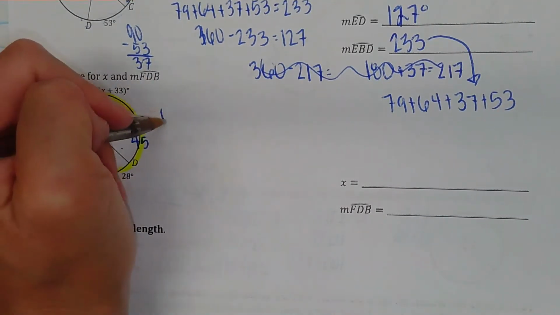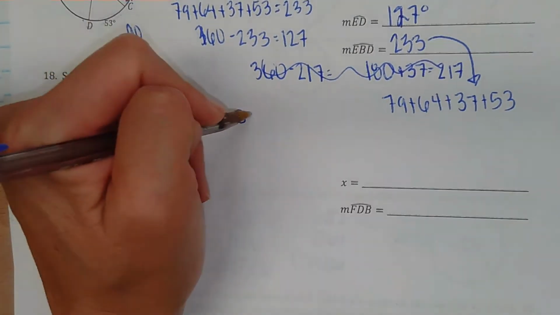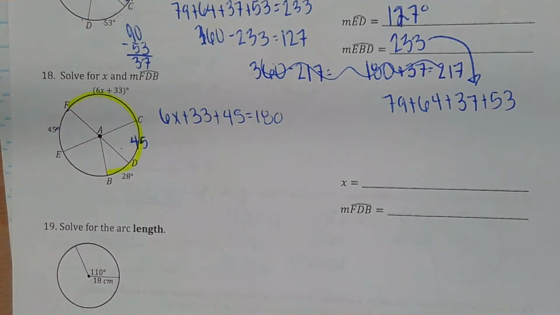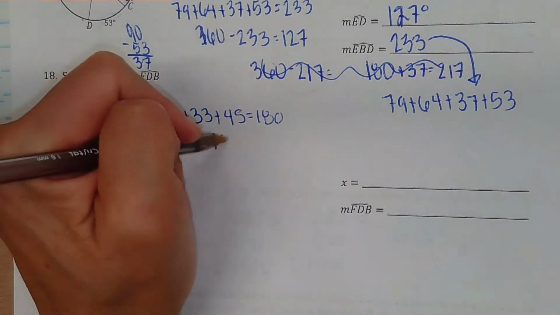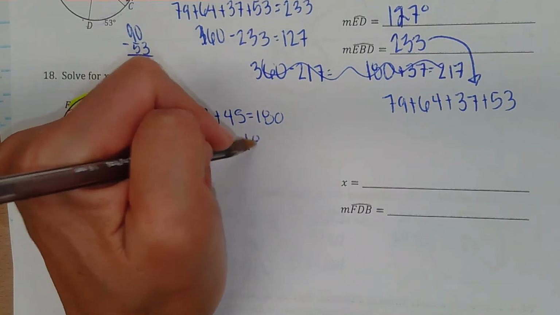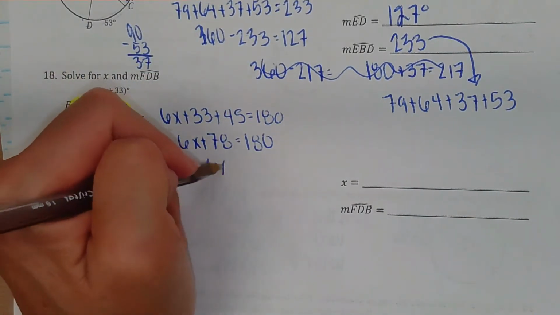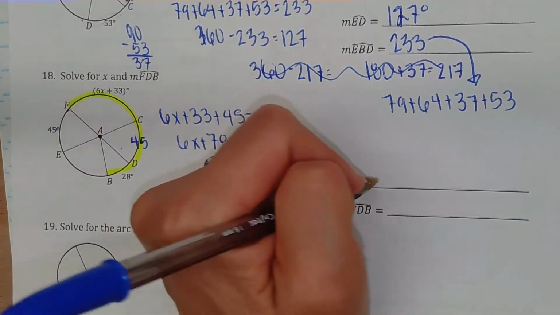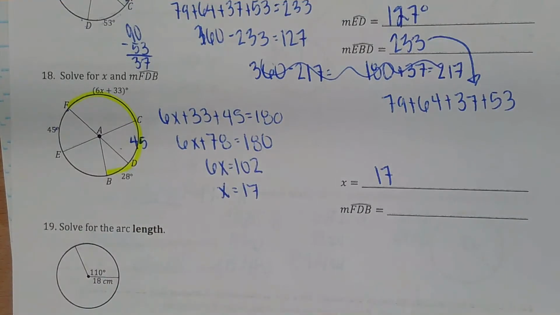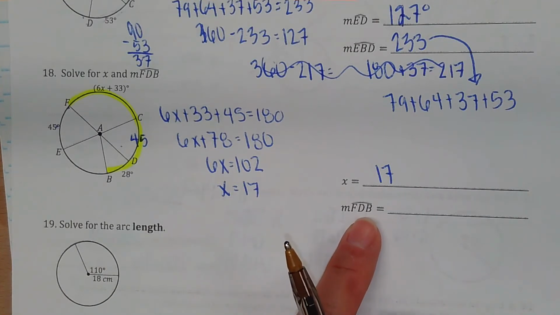But first, to solve for x, I'm going to do 6x plus 33 plus 45 equals 180. So 6x plus 78 equals 180. And I'll subtract and I'll get 6x equals 102 and x equals 17. Okay, and then it says to solve for the measure, again in degrees, of FDB.